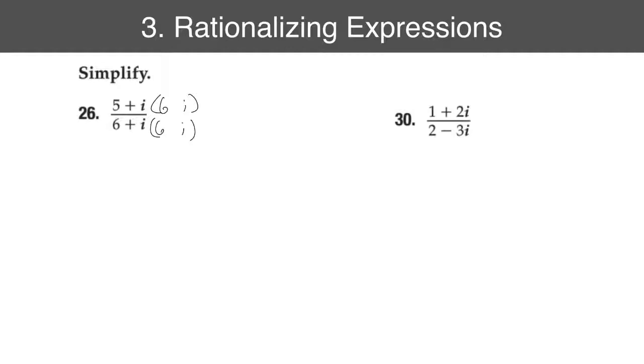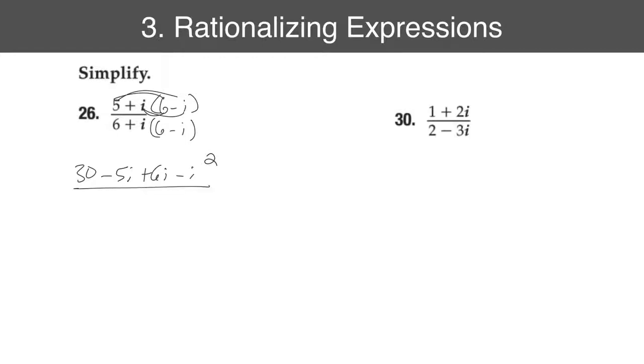So right here we see the i is positive, so we're going to change it to 6 minus i, and then you multiply top and bottom by that. On the top we're going to FOIL, so 5 times 6 would be 30, and then 5 times negative i would be negative 5i. On bottom, for the i, it'd be i times 6, which would be 6i, and then i times negative i, which would be negative i squared.